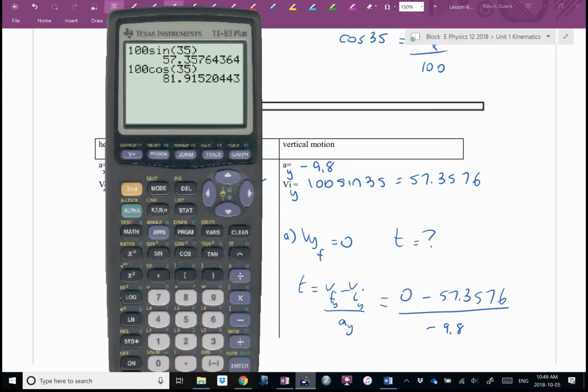I'm naturally lazy. I'm actually going to go 0 minus 100 sine 35, because that's both less typing than typing 57.3576 and more accurate, so it's a double win. Divided by negative 9.8. How long to get to the top? 5.85 seconds. Is that right? Yes?